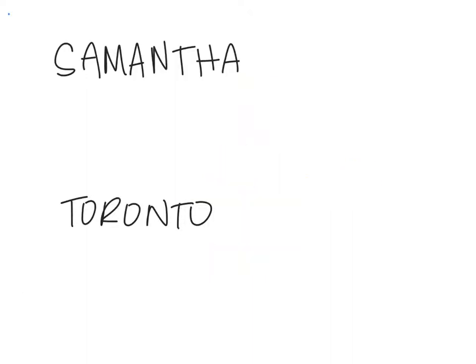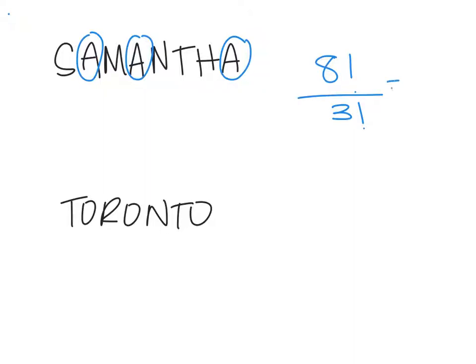So if I want to figure out the number of arrangements of the letters in the name Samantha, for example, I would first start off by counting how many letters are actually in the name. So we've got 8. Put that in our numerator. Then see if there are any repeated letters. So there are 3 A's. Okay, everything else is unique. So I'm going to divide 8 factorial by 3 factorial. And that's equal to 6,720.